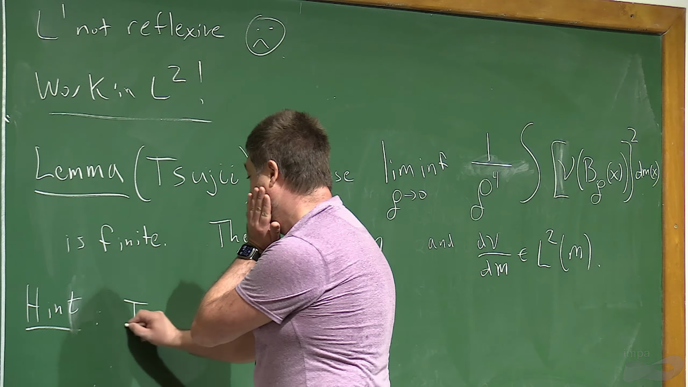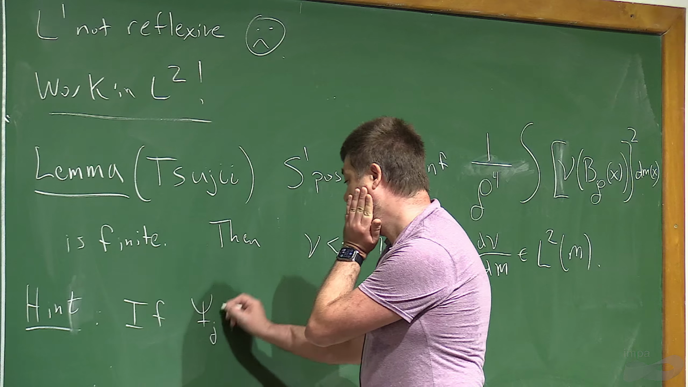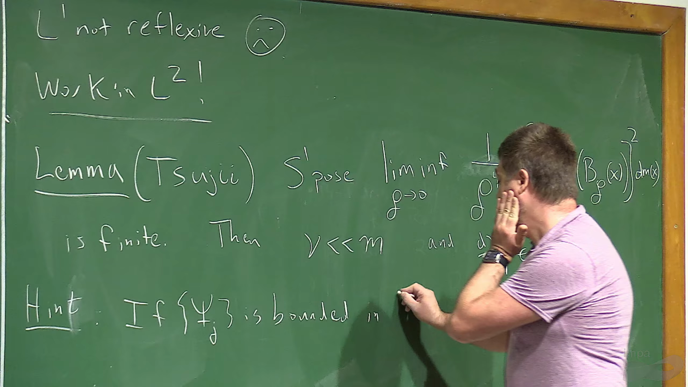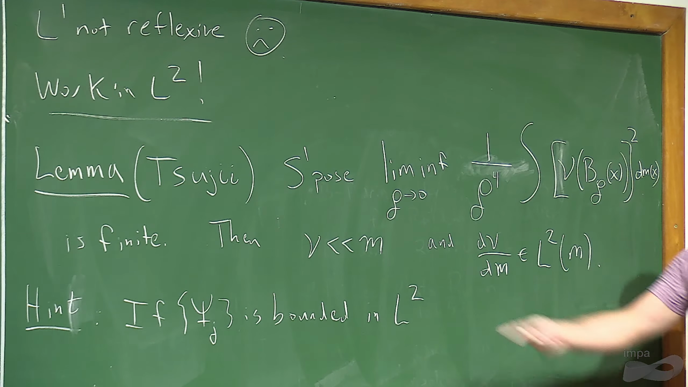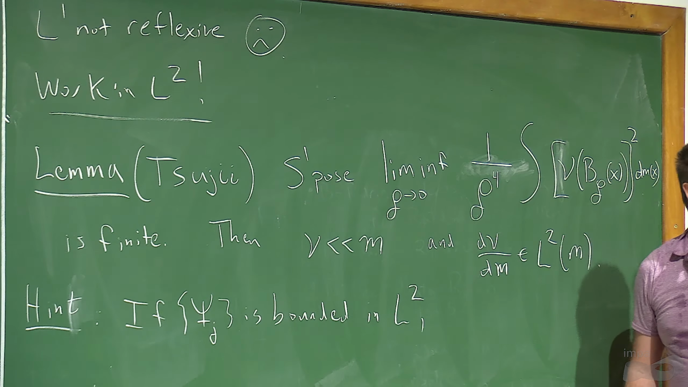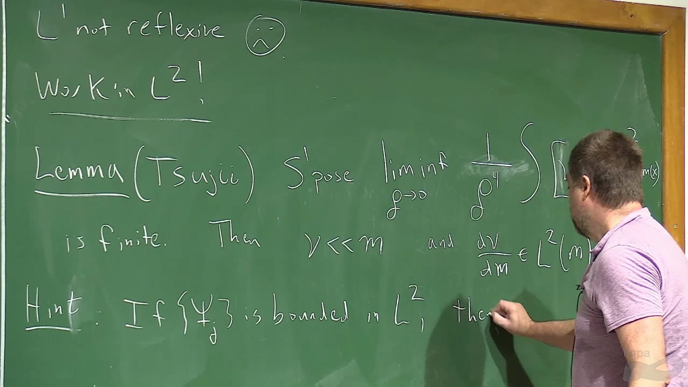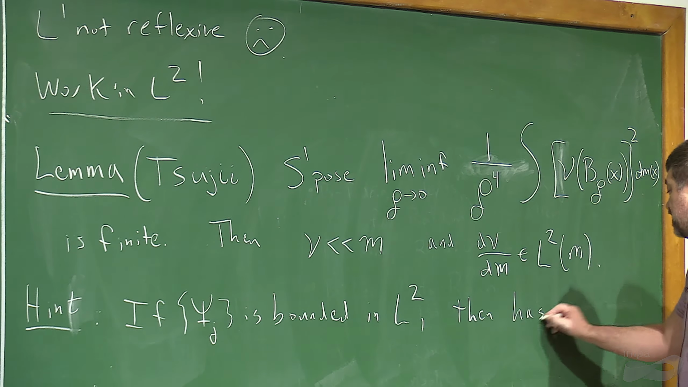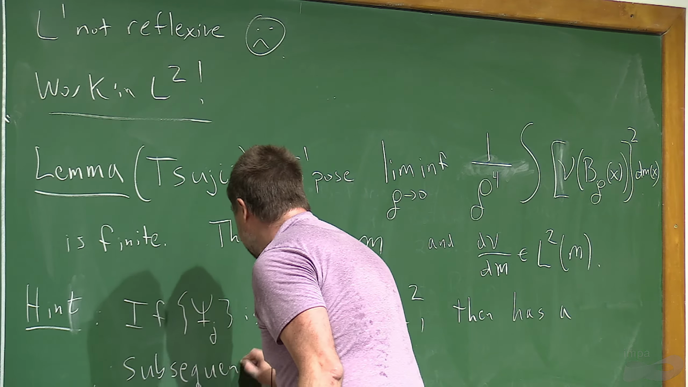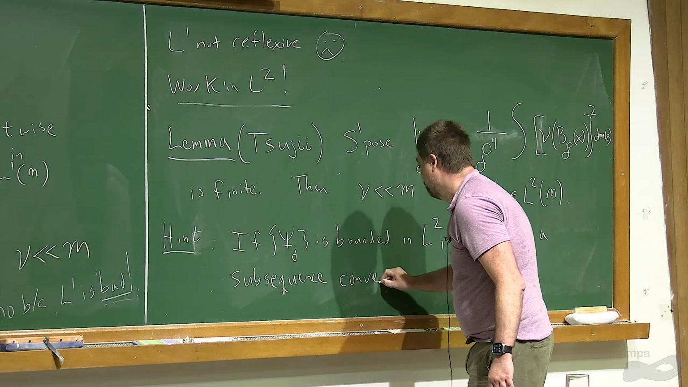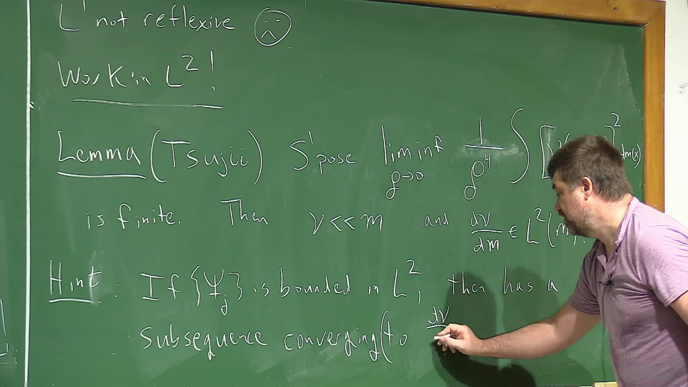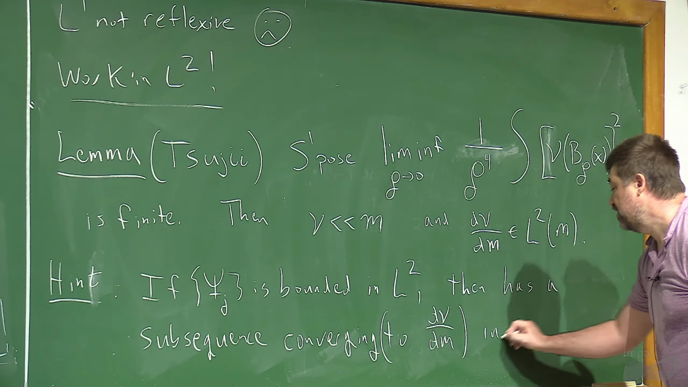And so if psi j is bounded in L2, it might not have a convergent sequence, because closed and bounded isn't compact. But if you go to the weak topology, then it becomes sequentially compact. Then it has a subsequence that converges, and actually converges to this Radon-Nikodym derivative of these measures in the weak topology.